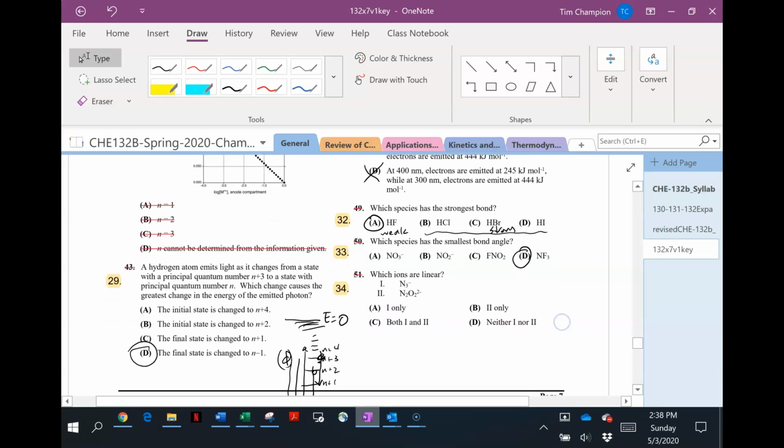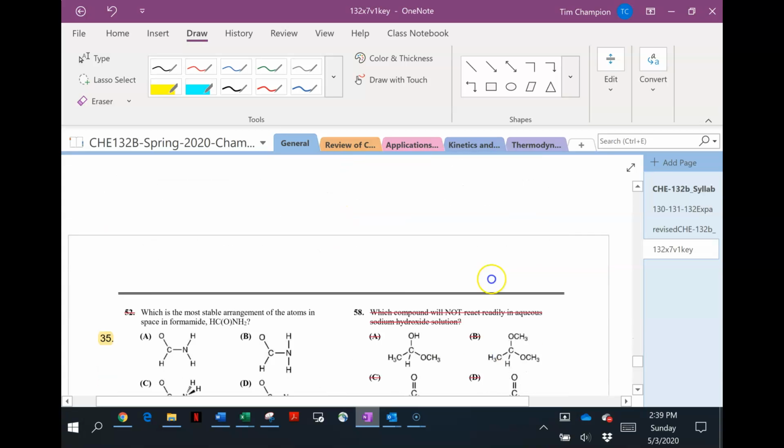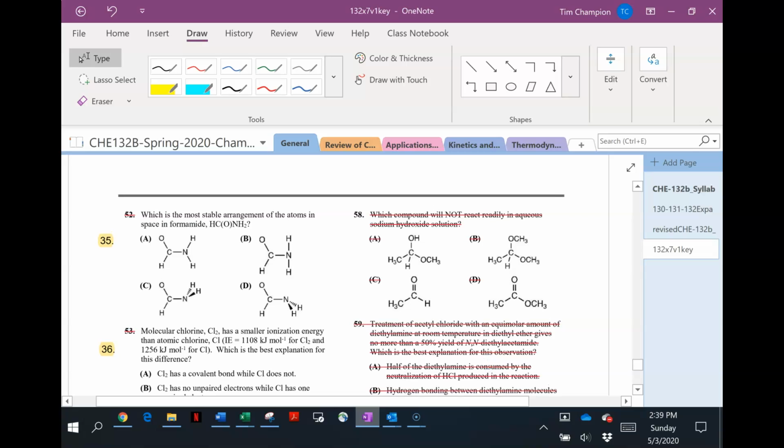Looking at these two ions here, thinking about which ones are linear. N3 minus, azide, is a linear ion, so that's the correct one here. Trying to figure out the most stable arrangement of these atoms in formaldehyde, basically you need to look at your geometries here. That is what they're trying to show.